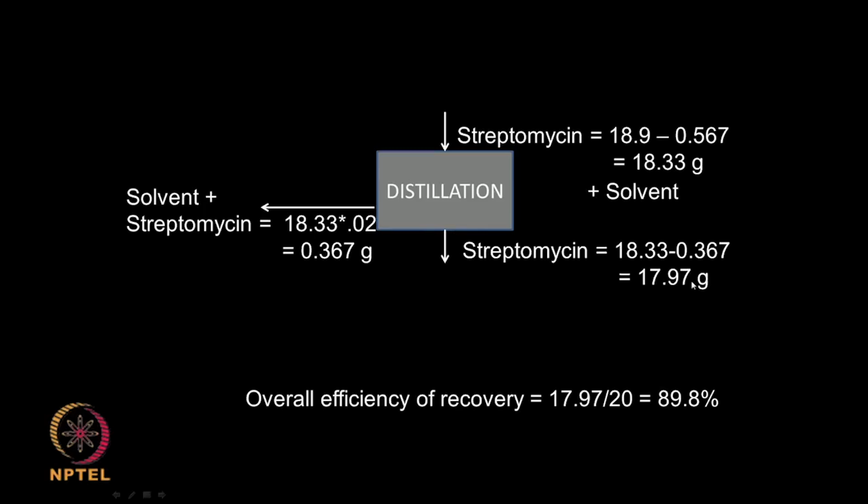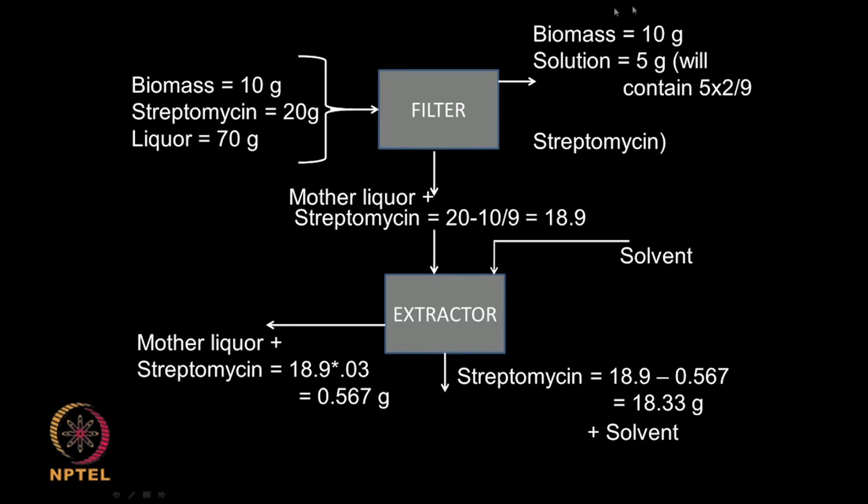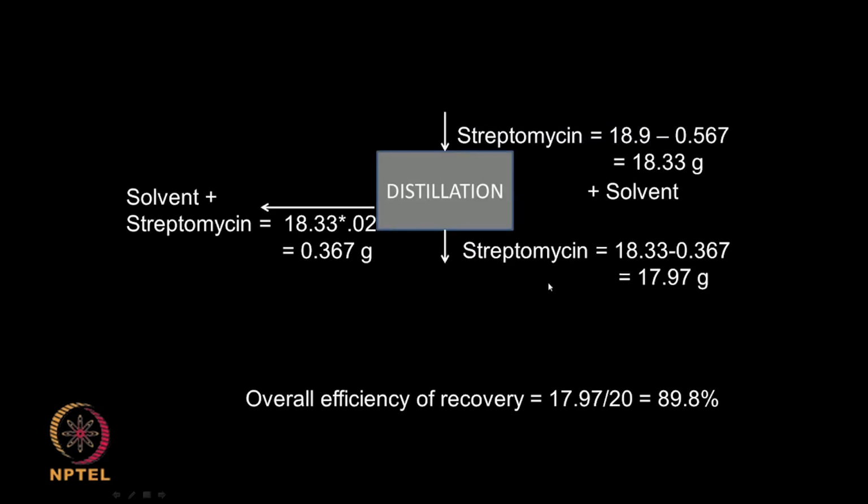So, you started with 20 grams of streptomycin in the original liquid with the biomass, okay. Then you have the filtration where we lost some streptomycin, we ended up with 18.9 grams. Then we went into an extraction, we lost some streptomycin, we ended up with 18.33 grams, and then we came down to the distillation where we lost some streptomycin, we came down to 17.97 grams. So, the overall efficiency will be 17.97 by 20 into 100. So, we end up with 89.8%.